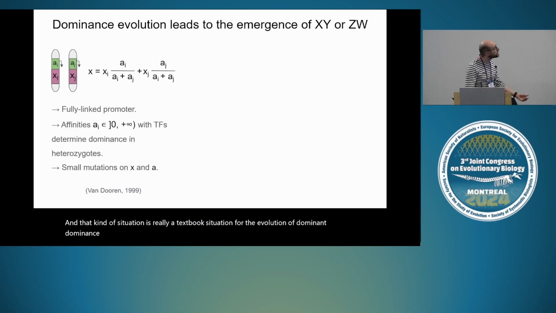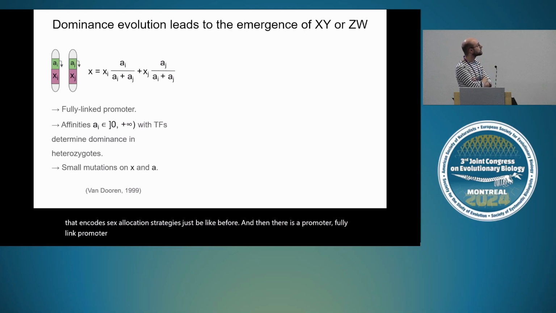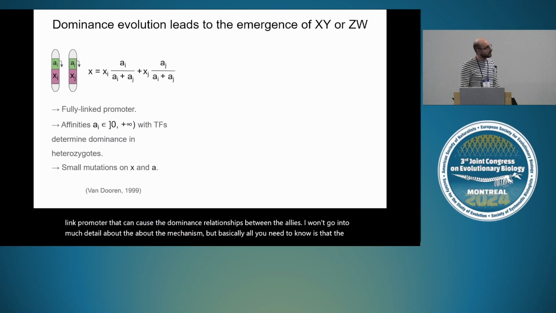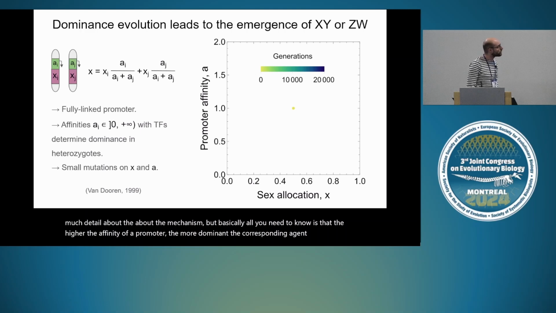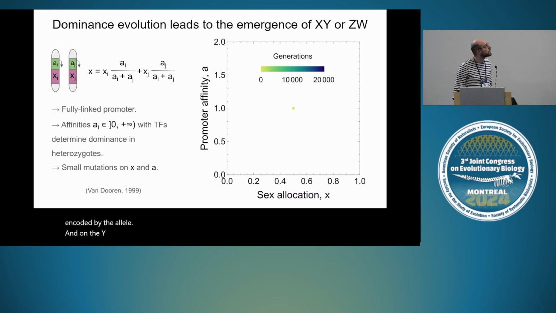So what we did next was to include dominance evolution in the model. And so the only modification here is that the locus is now made of two parts, a gene that encodes sex allocation strategies, just like before. And then there is a promoter, a fully linked promoter that encodes the dominance relationships between the alleles. I won't go into much detail about the mechanism, but basically all you need to know is that the higher the affinity of a promoter, the more dominant the corresponding allele is. So I'm going to show a typical simulation where you have here on the x-axis the sex allocation strategy encoded by the allele, and on the y-axis the level of dominance of this allele.